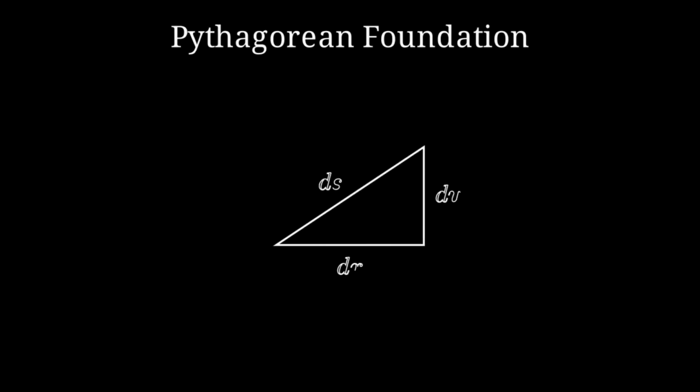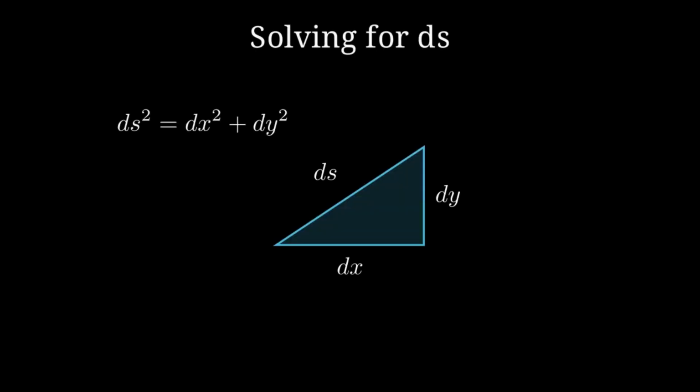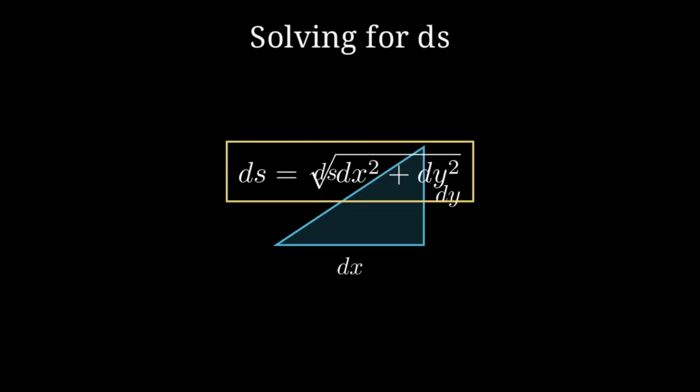By looking at a single segment as the hypotenuse of a right triangle, we can apply the Pythagorean theorem. The horizontal change is dx, and the vertical change is dy. Therefore, the square of the segment length equals dx squared plus dy squared. Taking the square root of both sides gives us the length of a single infinitesimal segment.